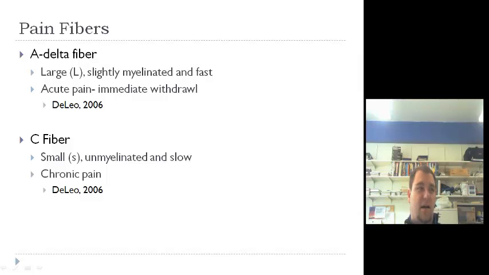I actually did see one last week, a dancer who sprained their ankle. That was the first real, true acute injury I've seen all semester, since probably last spring. So in my patient population, I deal a lot with the C fibers.